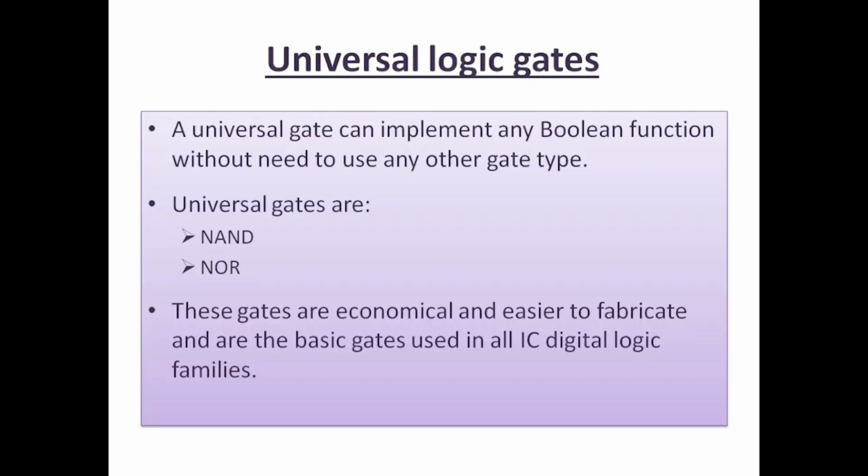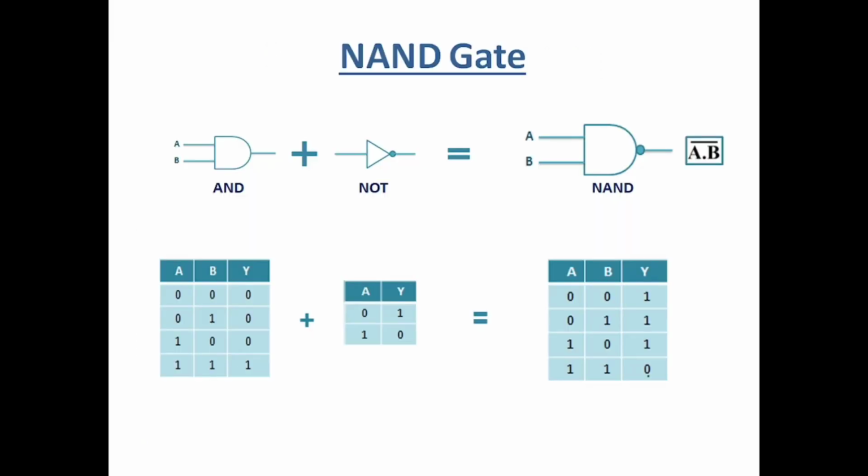Now, why are these gates called universal gates? Because these can implement any Boolean function without needing to use any other gate type. Also, these are economical and easier to fabricate, and are basic gates used in all IC digital logic families. We'll get to know why it is so. So let's get started. Before moving forward, let's get familiar with these two gates.